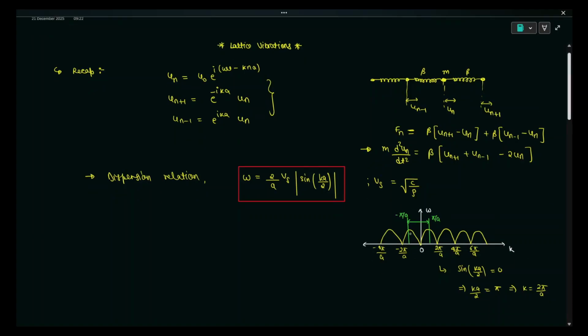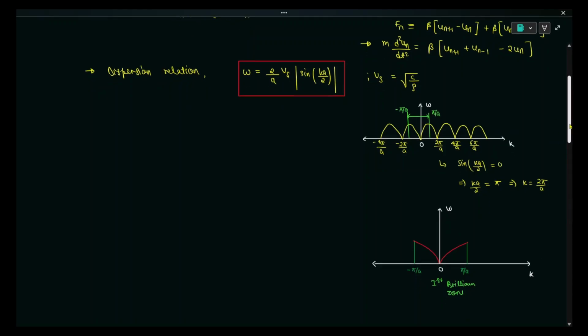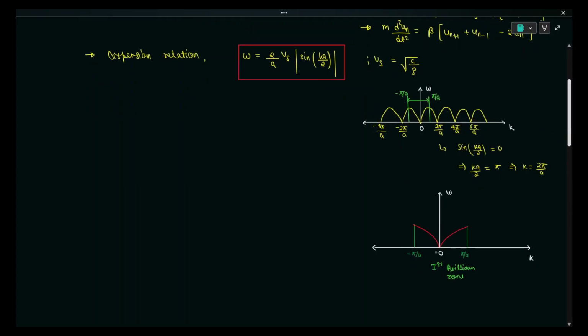So let's zoom into this particular region. This region from minus pi by a to plus pi by a is known as the first Brillouin zone. We will see the limiting cases of our dispersion relation in this first Brillouin zone. The first limiting case corresponds to k tending to 0, or in the low frequency range, or the long wavelength limit.